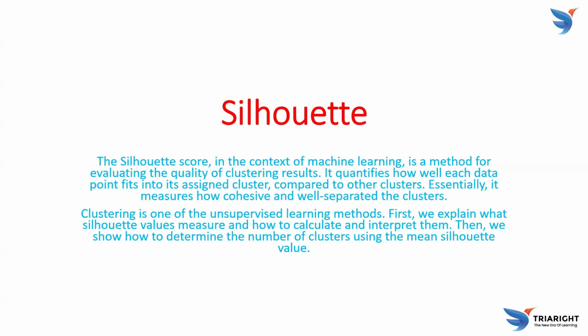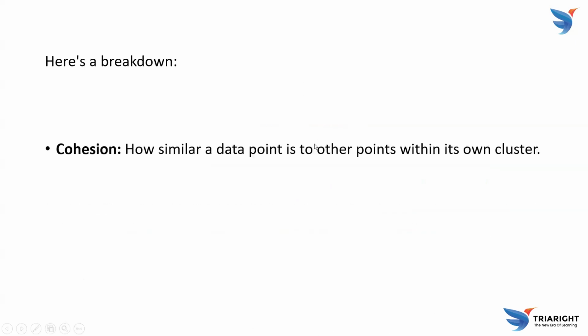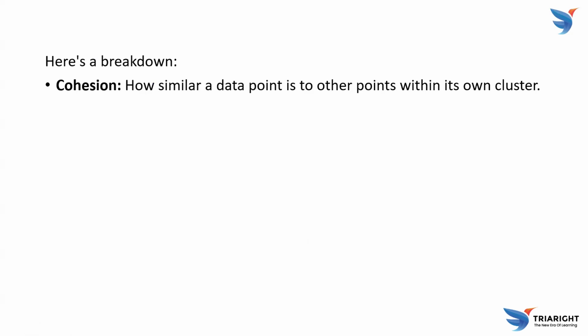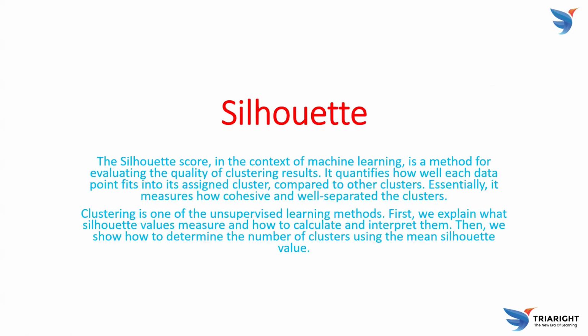First, we explain what the silhouette values measure and how to calculate and interpret them. Then we show how to determine the number of clusters using the mean of silhouette values. Here's a breakdown. We have cohesion, how similar data points are. For the first part, we want to explain this a little bit. The silhouette score in the context of machine learning is a metric used to evaluate the quality of clustering results, quantifying how well each data point fits into its assigned cluster, compared to the other clusters.